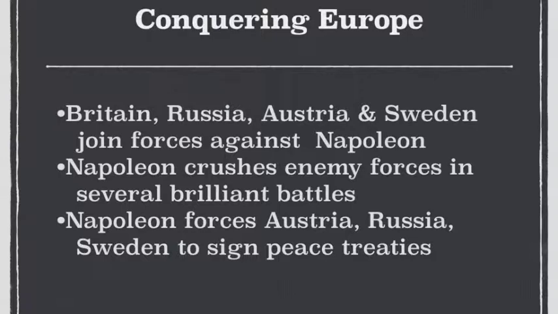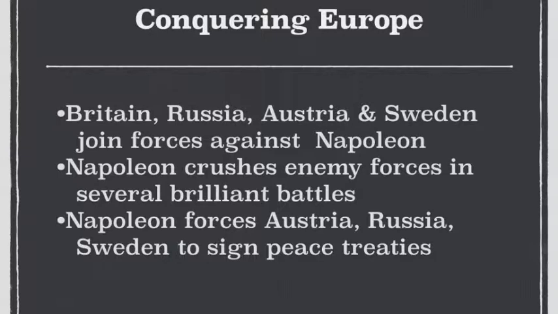He attacks Britain and Russia, Austria and Sweden, and they join forces against him, and he crushes them. He forces Russia, Austria, and Sweden to sign peace treaties. Now, some countries just give in willingly, like Denmark. Denmark doesn't even want to get in the way, and they just sign a treaty with Napoleon. So does Iceland, but let's be honest, what's there to have in Iceland? He doesn't really have any interest there.